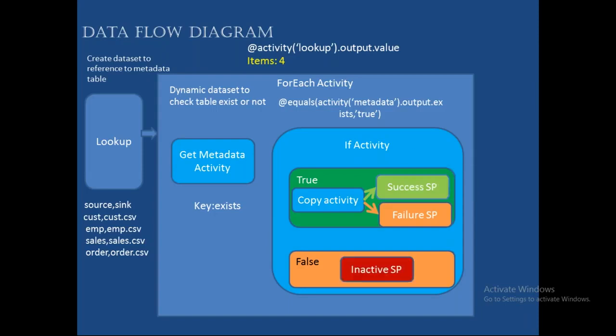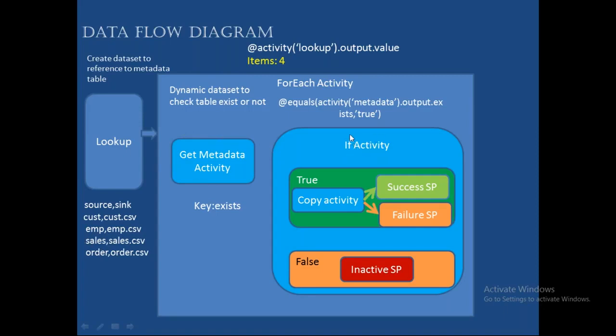Okay, what I am going to do, I am going to execute something called inactive SP. I will execute another stored procedure which is going to inactivate my table which is not available. So you understood the example. One second. See here, cust ENP sales order. In this, the sales table is not available. The get metadata activity will return false.